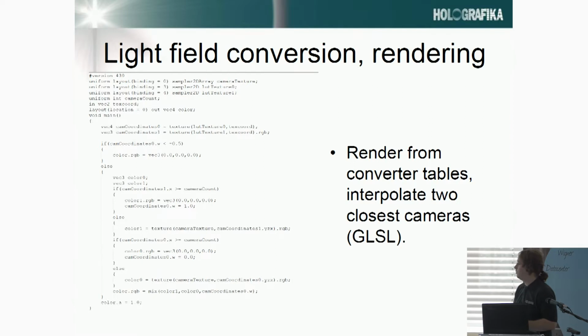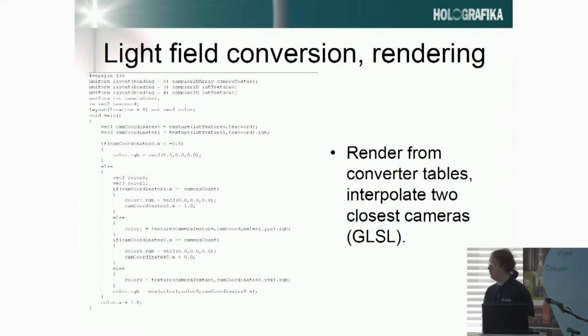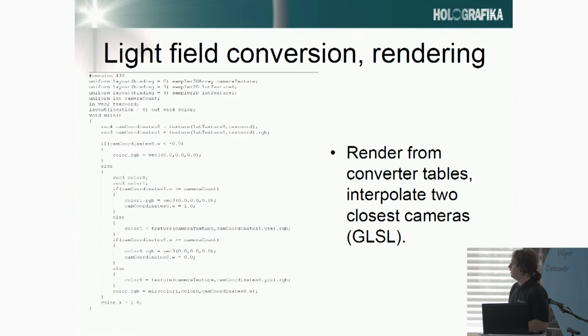Just to show you some code as well. We have everything in GLSL, so pretty much everything is either in OpenCL or GLSL compute. This is a GLSL fragment shader, which does light field conversion. We have two cameras. Each of them has a camera index, camera XY coordinate, and weight. The first one has the weight, the other table doesn't, because you only need one weight to interpolate between the two sampled colors.